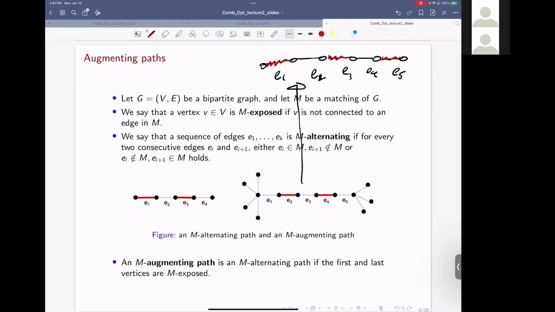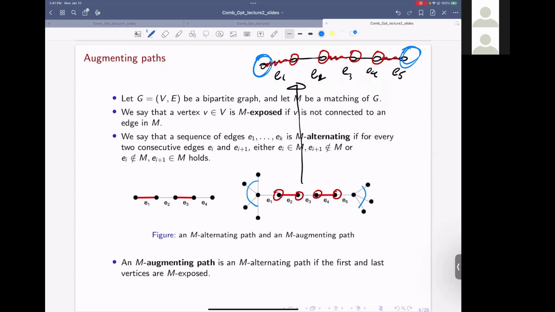This is not creating a problem because the only status changes are made to these M exposed vertices at the end. The middle vertices are already covered anyway, but you are just including these 2 M exposed vertices in your covered set, and making these 2 covered is not a problem because they are not incident to any matching edges.